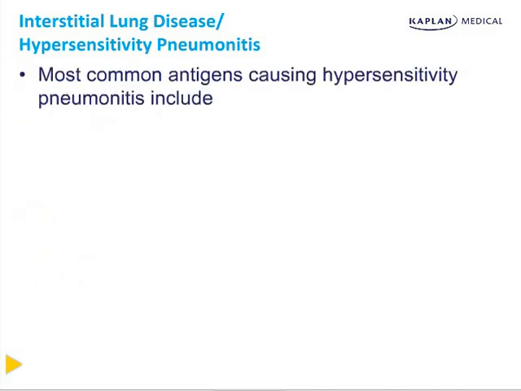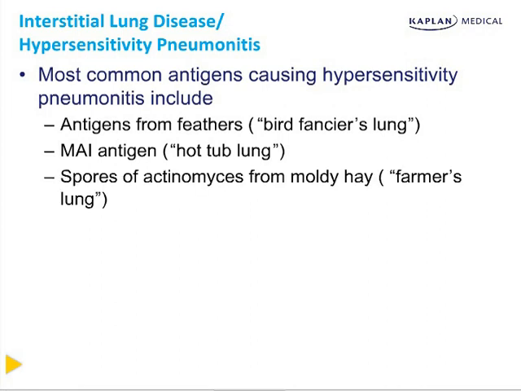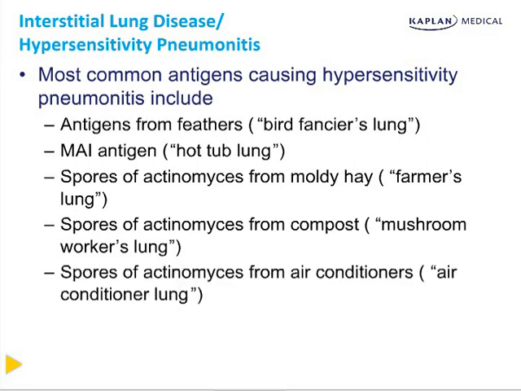On step 2, you should be familiar with the most common antigens that cause hypersensitivity pneumonitis. These include antigens from feathers, which we call bird fancier's lung, MAI antigen, which we call hot tub lung, spores of actinomyces from moldy hay, also known as farmer's lung, spores of actinomyces from compost, which we call mushroom worker's lung, and spores of actinomyces from air conditioners, which, as you might guess, is called air conditioner lung.